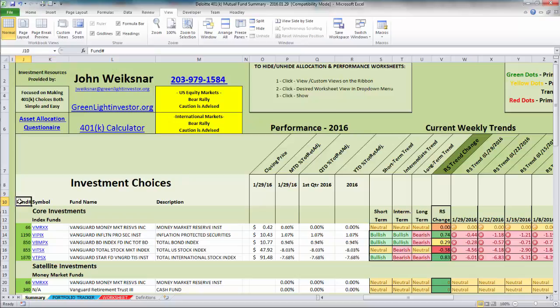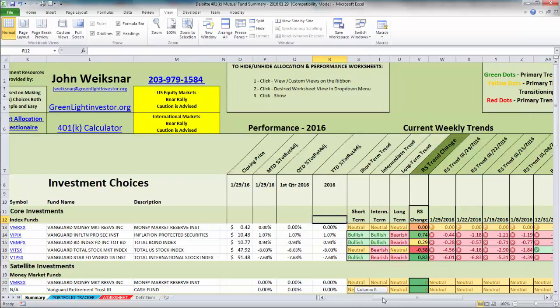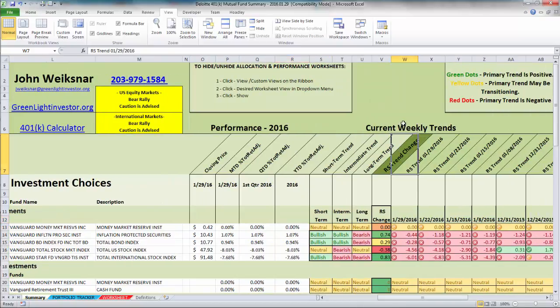The headings for each of the columns include the fund number, the symbol, the fund name, and a brief description of what the fund objectives are. In the center of the worksheet, we have the performance for the year 2016, and each week we'll update the closing price, the month to date, quarter to date, and the year to date returns for each of the funds available to you. And finally, on the right side, we'll have what I think is the most unique part of this worksheet, and it's called the current weekly trends.